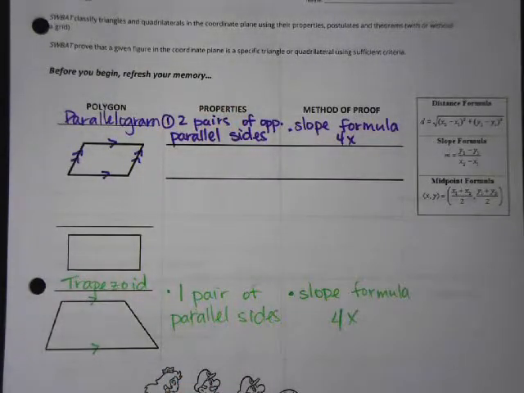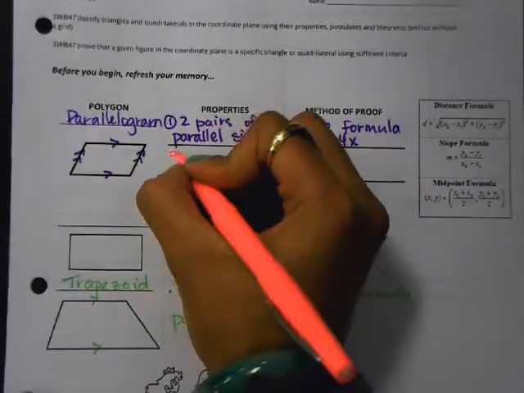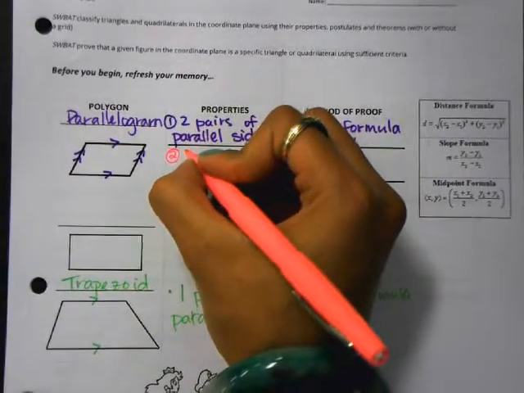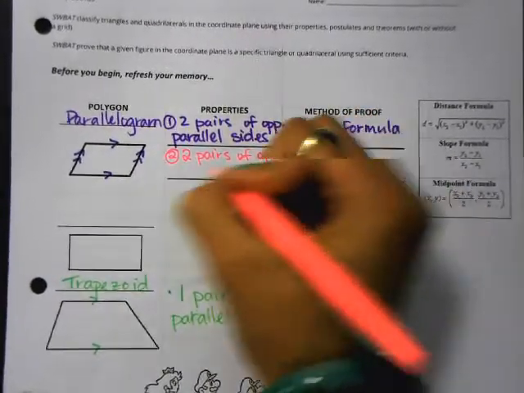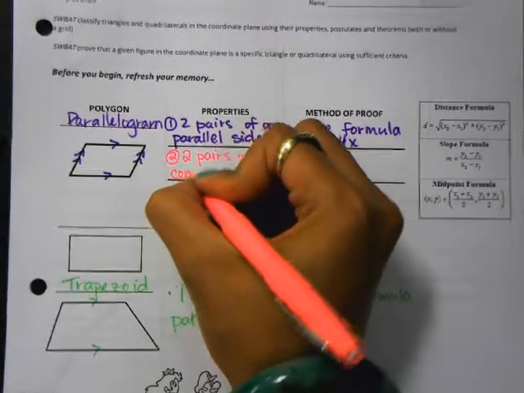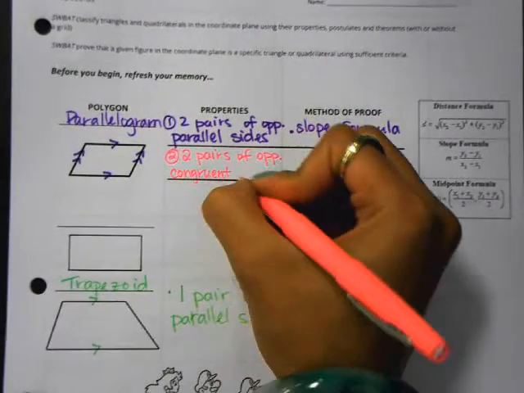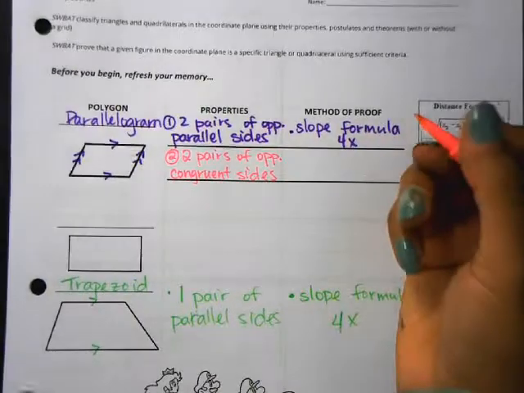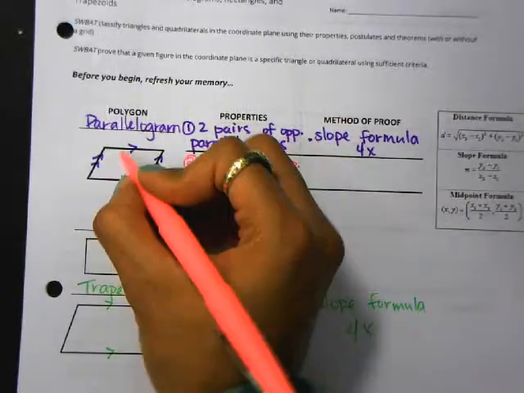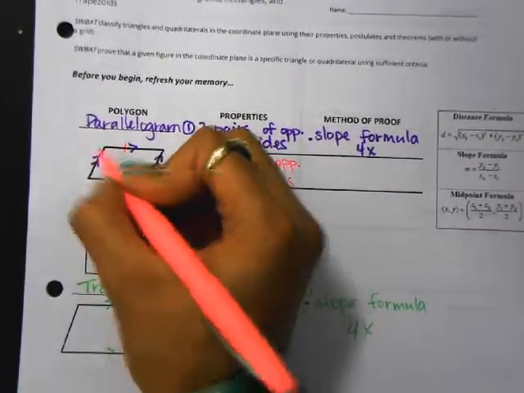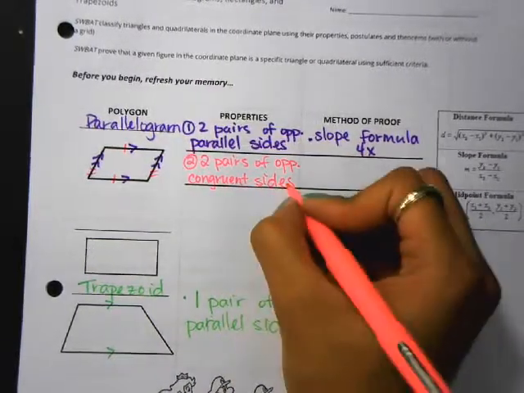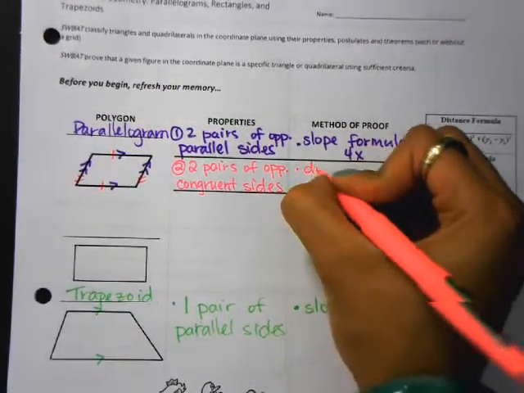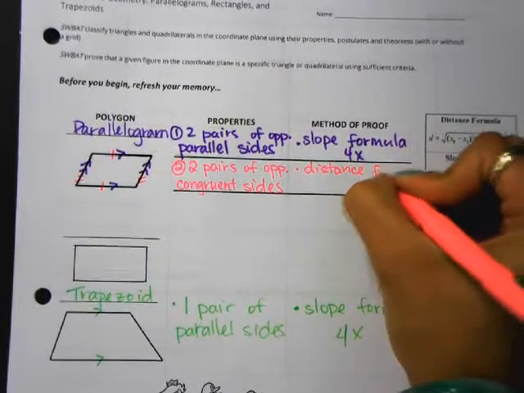The second way you can prove a shape is a parallelogram is if it has 2 pairs of opposite congruent sides. Okay, so what do I mean by opposite congruent sides? I mean that this is congruent to that, and this is congruent to that. Now, if we're measuring the length of sides, are we going to use distance, slope, or midpoint? Distance. So we're going to do distance formula 4 times.